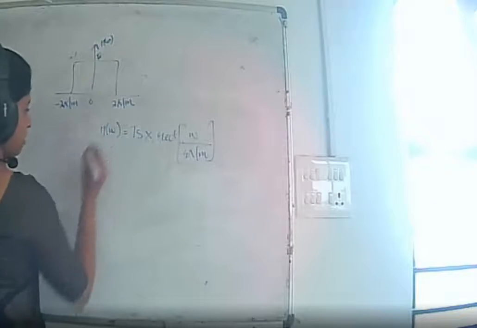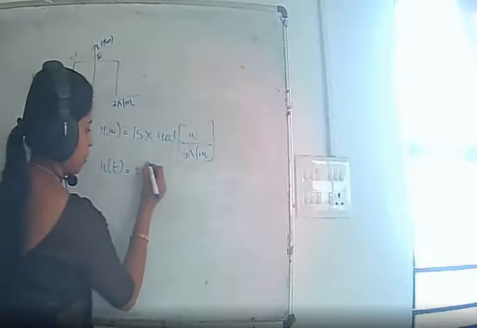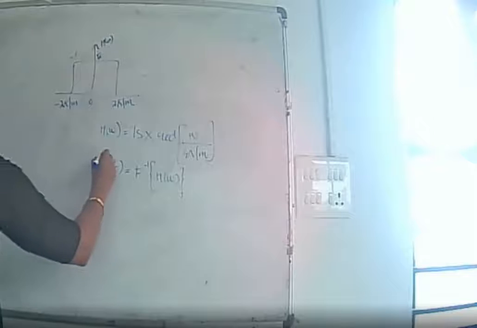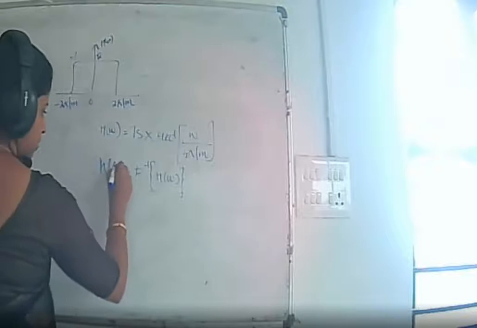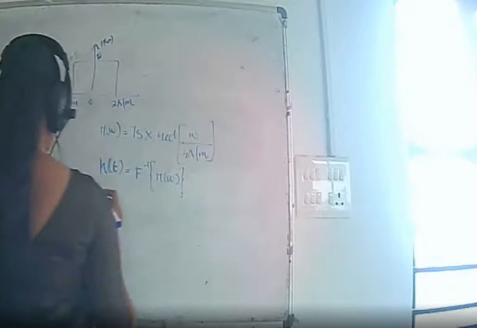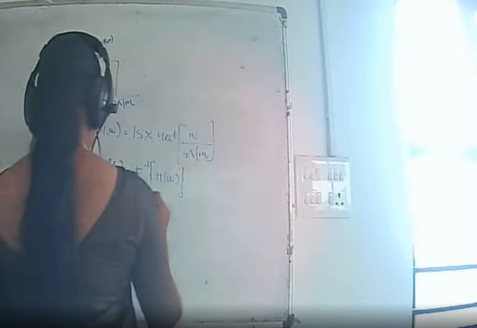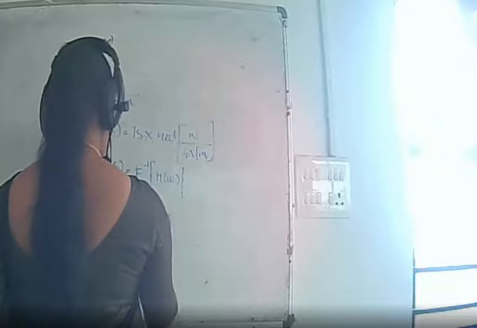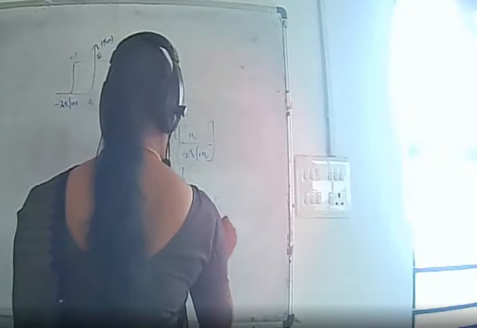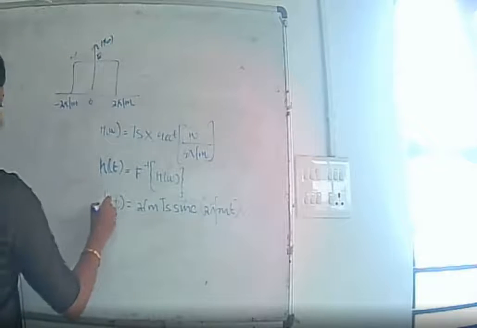So from this H of omega we can get h of t. h of t is nothing but the Fourier inverse of H of omega. We get the impulse response h of t. Taking the Fourier inverse, we get that h of t is nothing but 2 fm Ts sinc of 2 pi fm t. This is our h of t, that is the impulse response.